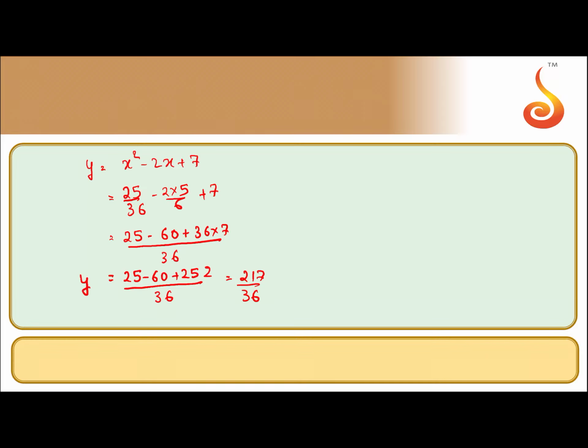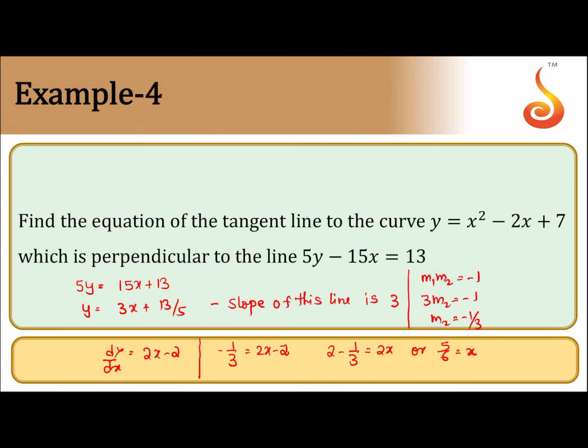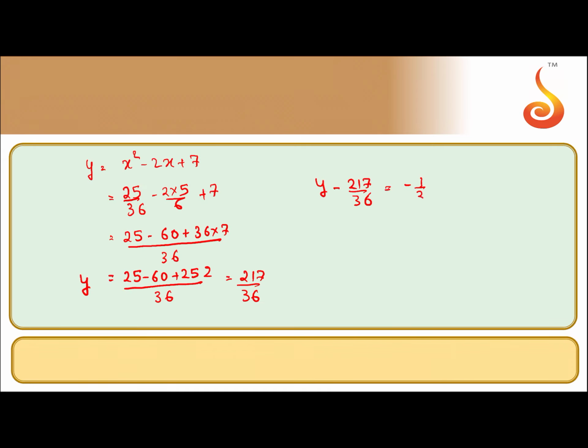We know the x value, we know the y value. So the equation of the tangent will be y - 217/36 = slope, and how much did we get? The slope is -1/3, times (x - 5/6). Okay, so this can again be written as 36y - 217 = -x/3 + 5/18, divided by 36 of course.